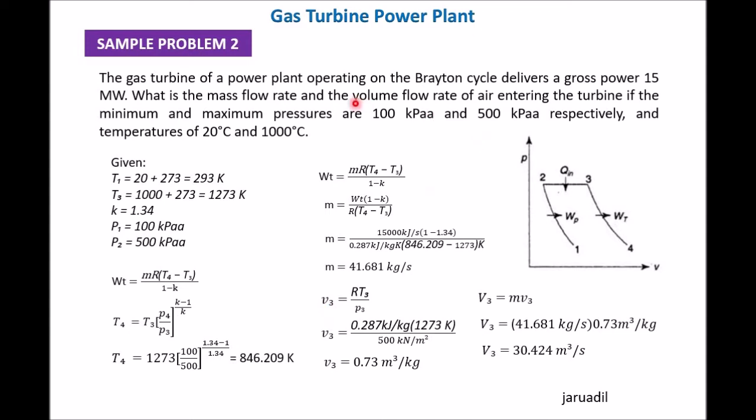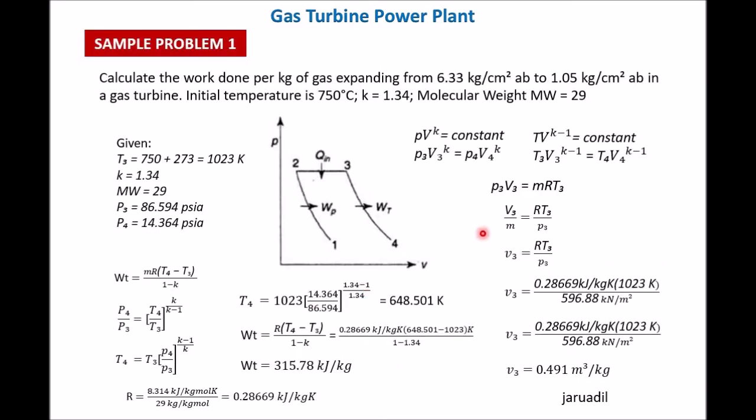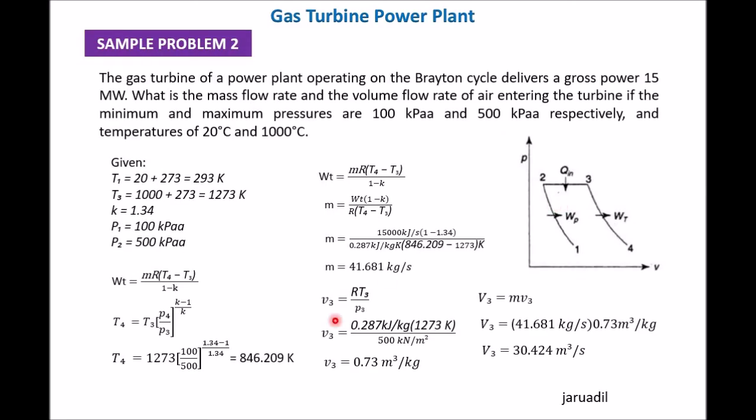So, since we are solving for volume flow rate at 3, we use this equation, V3, the specific volume. Okay, ito yung na-derive natin sa first problem. So, paano natin na-derive yung specific volume? We just copy that here. V3 is equal to RT3 over P3. Then, substitution of these values: we use 0.287 kilojoules per kilogram, T3 is 1273, and 500 kilonewton per square meter.